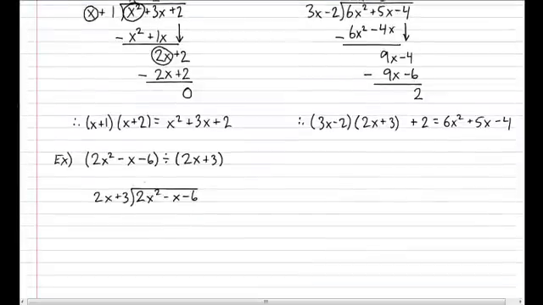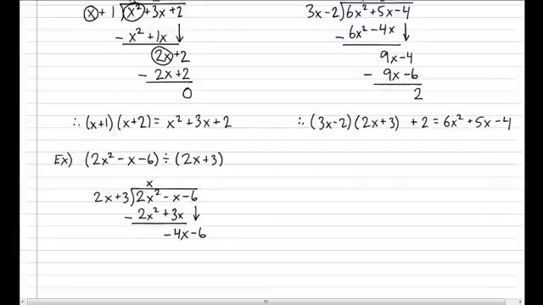Alright, let's take a look. 2x squared divided by 2x is x. X times 2x is 2x squared. And x times positive 3 is 3x. I'll do my subtraction. So I end up with negative x, subtract 3x. That gives me negative 4x. Bring down the minus 6. Start it again. Negative 4x divided by positive 2x gives me negative 2.